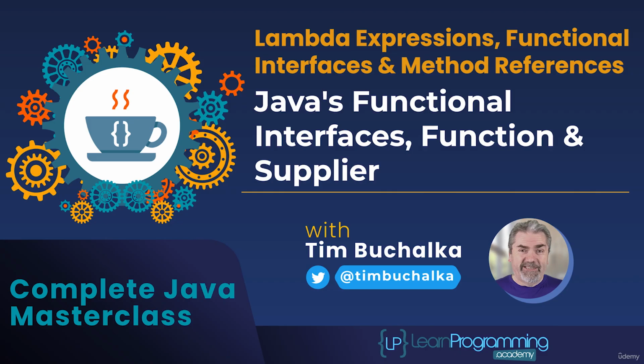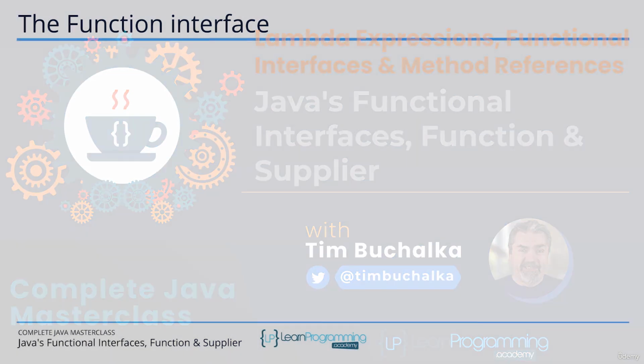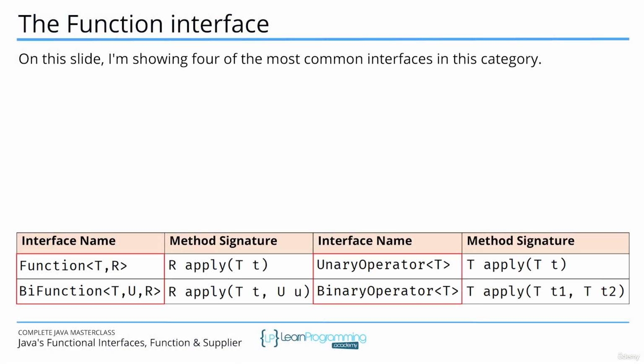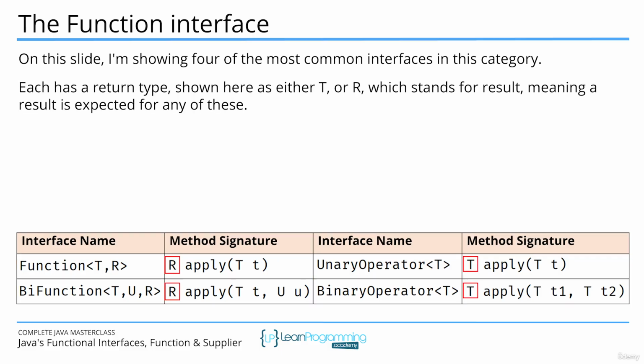The next category of interfaces I want to cover is the function category. On this slide, I'm showing 4 of the most common interfaces in this category. Each has a return type shown here as either T or R, which stands for result, meaning a result is expected for any of these.